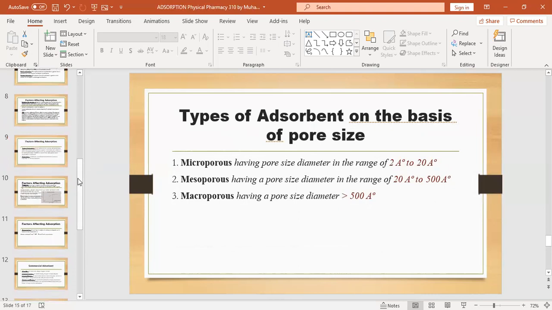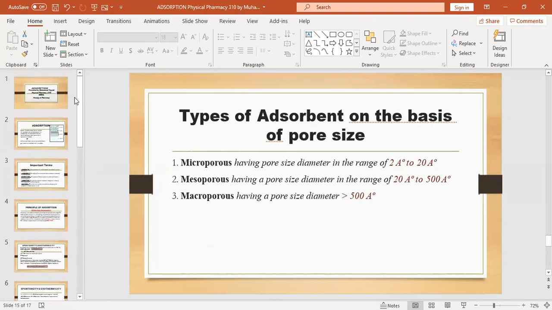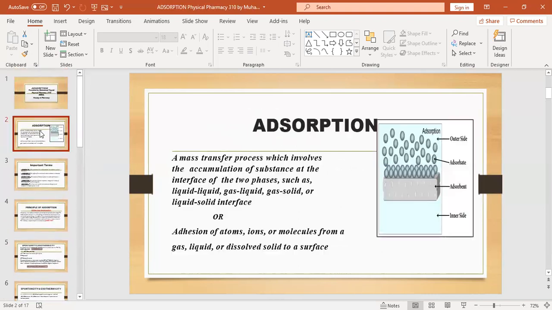Dear students, we have discussed the phenomenon of adsorption. Let's have a quick review of the process once again. As in the definition, we said that adsorption is a mass transfer phenomenon in which one substance is added or accumulated at the surface of another substance. The substance which is going to be added is called adsorbate, and the surface which is used for the adsorption is called adsorbent.